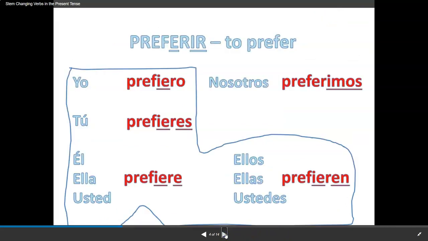Look at preferir, another one of the stem changing verbs from E to IE. Preferir, to prefer. Yo prefiero, tú prefieres, él, ella, usted prefiere, nosotros preferimos, y ellos, ellas, ustedes prefieren. Another one of my boot verbs. Everything that changes is in the boot. What doesn't change, which is nosotros, stays outside of the boot.